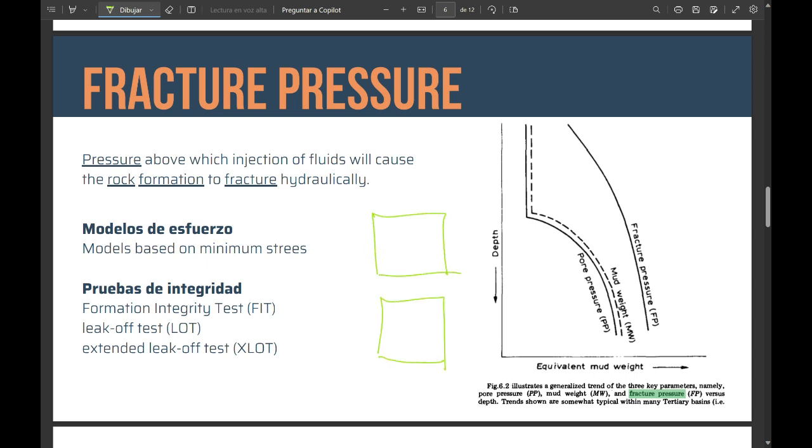For example, we had stress minimum, stress maximum, where the fracture pressure is going to be bigger than the stress maximum, and the stress maximum is going to be bigger than the stress minimum, and this is going to cause this phenomena.